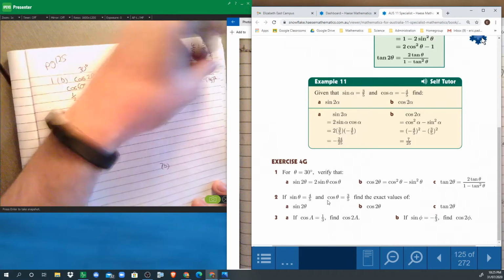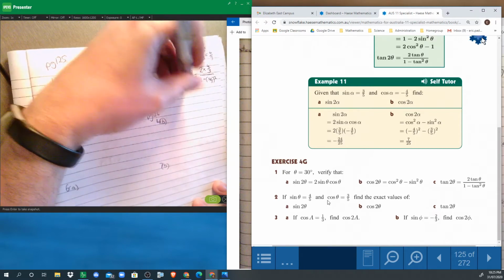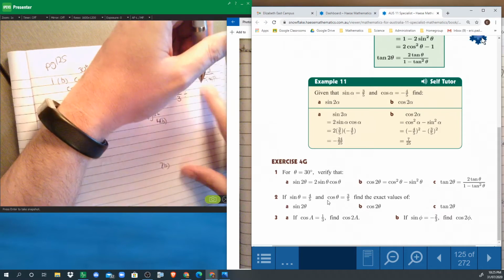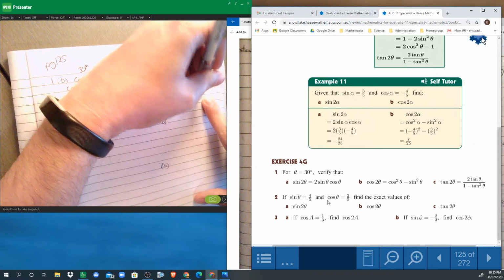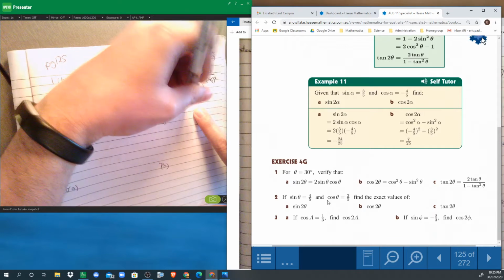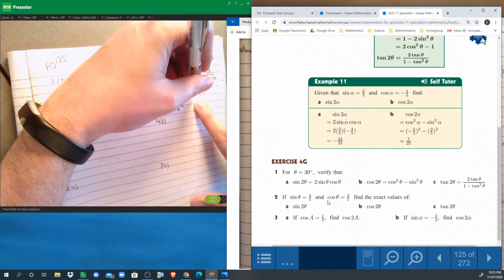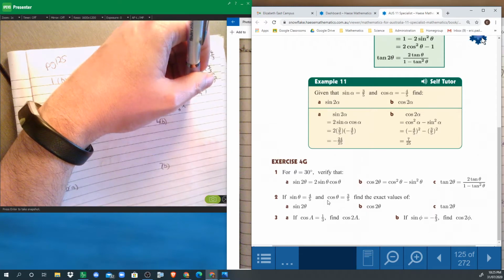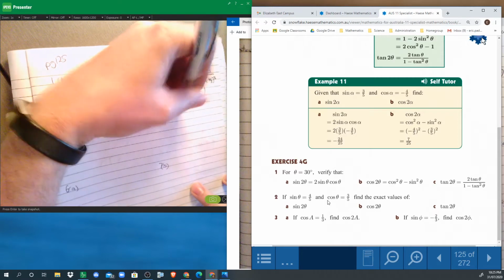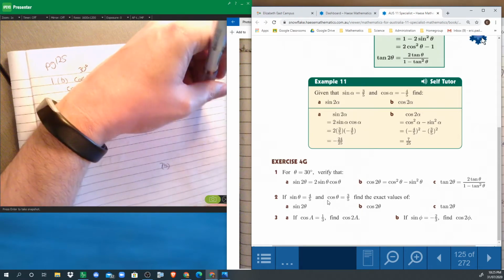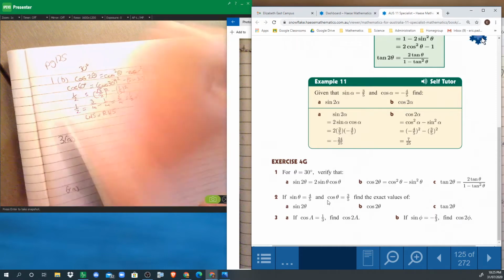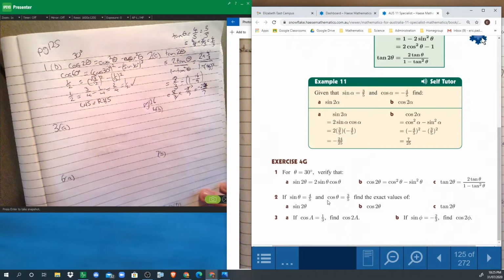So let's just simplify that. We've got 2 times 3 on 4 on 3, so that's 8 on 3, and we're dividing by 1 minus 16 on 9. That's 9 on 9, so 9 take away 16 on 9 is going to be negative 7 on 9, which would be minus 24 on 27, something like that.